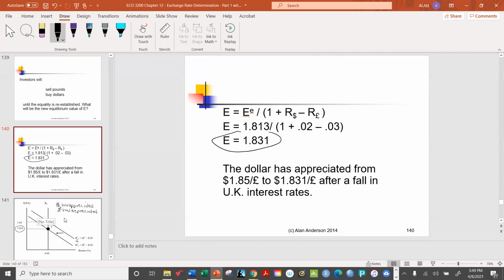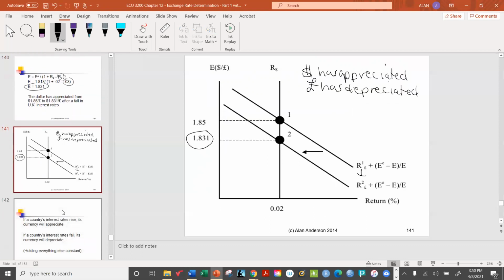All right, so let's take a look. All right, and again, this is what's causing it right here. All right, so you'll probably not be surprised to discover that the entire curve shifts to the left for the British pound, and when it does, we have a stronger dollar and a weaker pound, and we find ourselves here at 1.831 compared to our starting point of 1.85. So the dollar benefits when UK rates drop, and the dollar is hurt when UK rates rise.